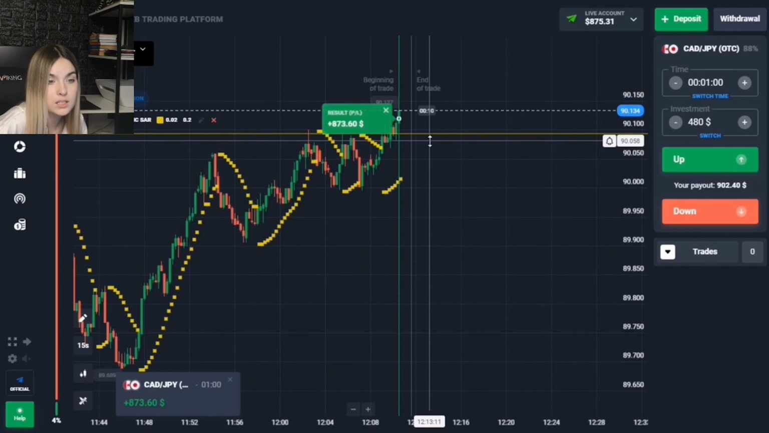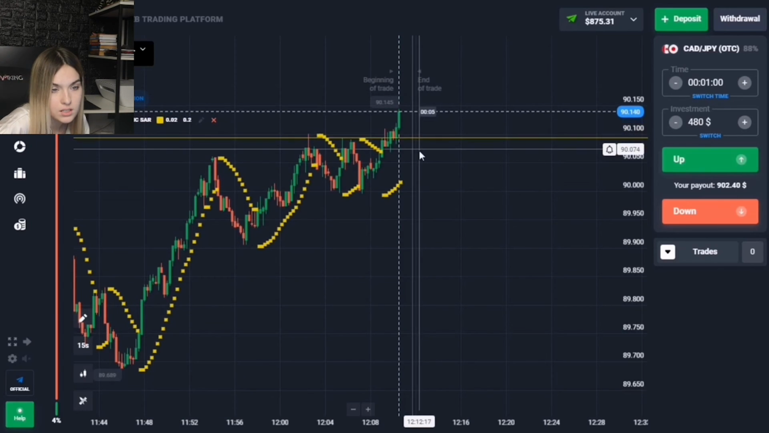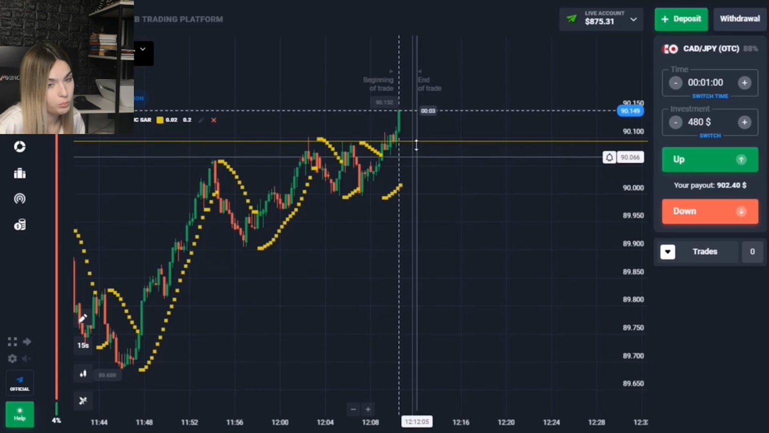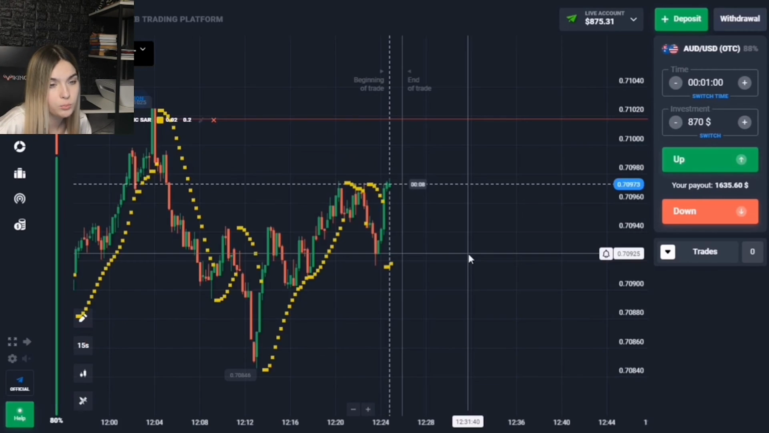Well, quite well, the price continued its upward movement and we got profit. 1 minute was enough for us. The indicator also told us a good entry point. This level was broken through. Let's continue to find the next entry point on the market.